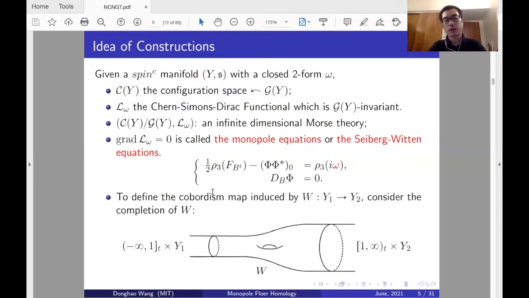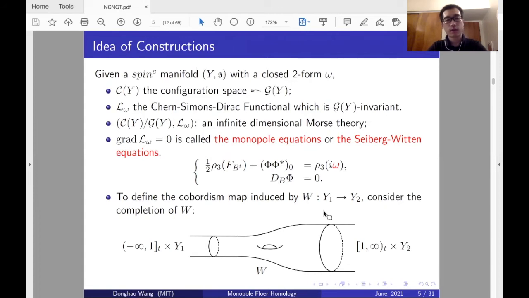In order to define the cobordism map in the previous slide induced by such a four-manifold cobordism, we have to consider the following completion of W. Here we'll attach a cylindrical end to this incoming boundary Y1 and attach another cylindrical end to this outgoing boundary Y2 to obtain a complete Riemannian four-manifold. Then the cobordism map is defined by counting the zero-dimensional solutions on this complete Riemannian four-manifold. So the construction is analytic.